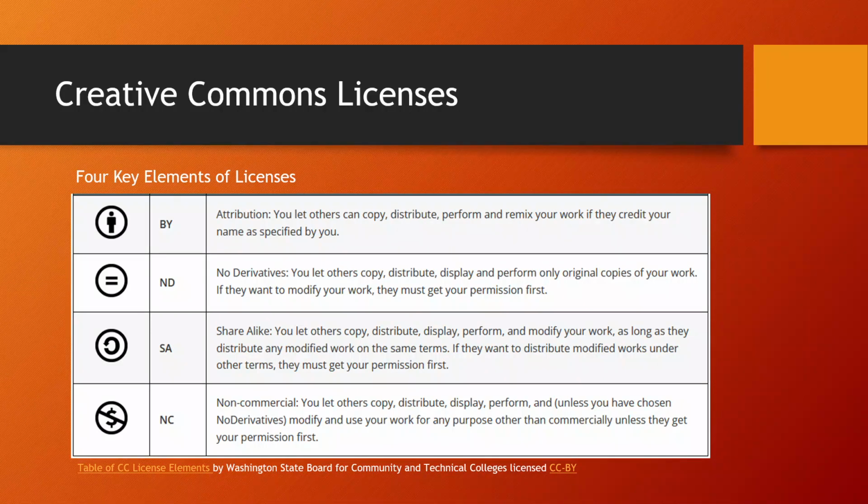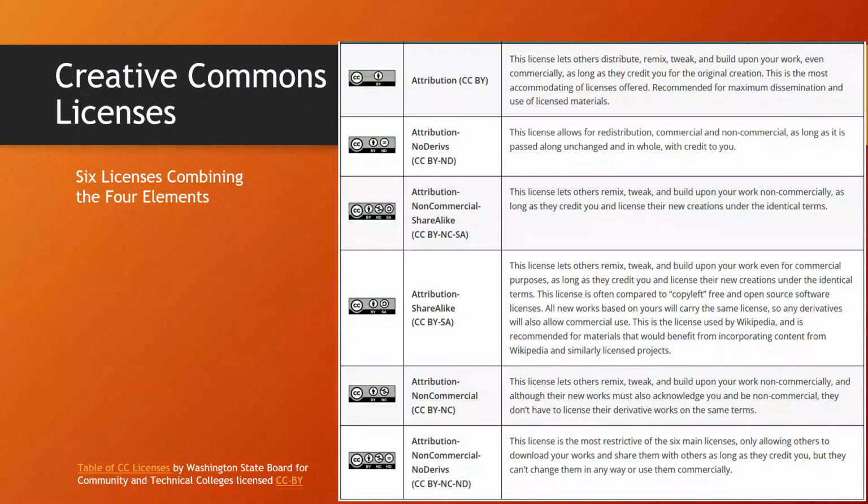So if we look here at the licenses, with those 4 elements, you can combine them in different ways to create 6 possible licenses. CC BY is what we call this first license, that essentially says do whatever you want on earth as long as you attribute me as the creator. CC BY ND, do whatever you want with my work as it is, but credit me and don't create new versions.